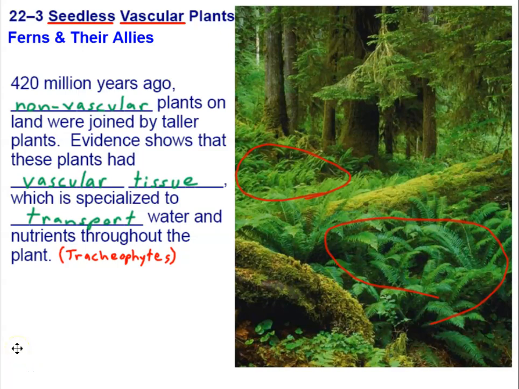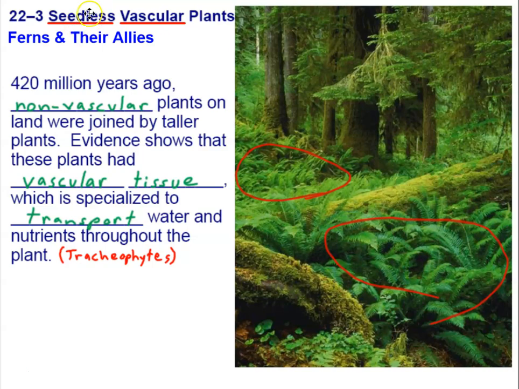Okay, if you'll recall, the oldest fossils that have ever been found of plants are about 450 million years old, and they were a moss-like plant. So that means that they're non-vascular, seedless plants, and they dominated for about 300 million years, at least according to the fossil record. But then they were joined about 420 million years ago by plants that were vascular, had vascular tissue. However, they still were seedless. In other words, they reproduced with spores, just like mosses do.